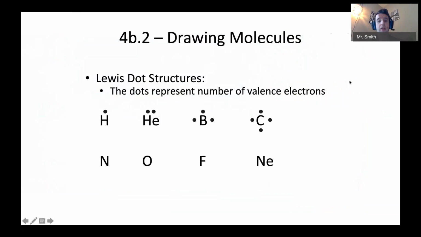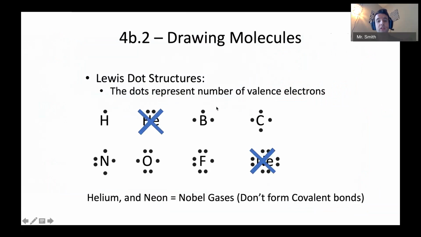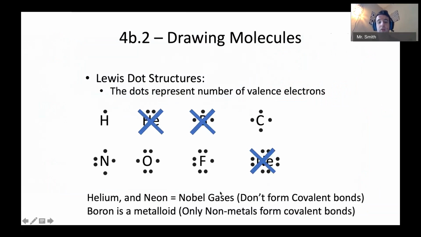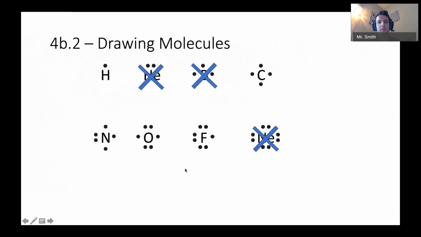So here are all of them. We're going to get rid of helium, boron, and neon. They don't form covalent bonds because they're noble gases. Noble gases are unreactive. And boron is a metalloid. Only nonmetals are going to form covalent bonds. So we're really dealing with hydrogen, carbon, nitrogen, oxygen, and fluorine. Let's talk a little bit more about these guys.